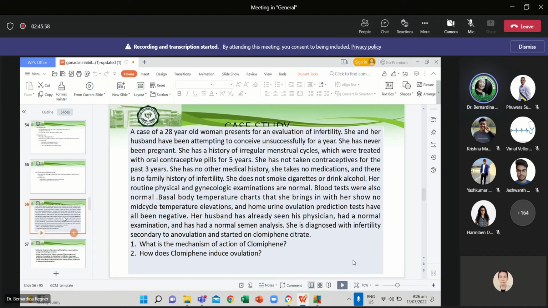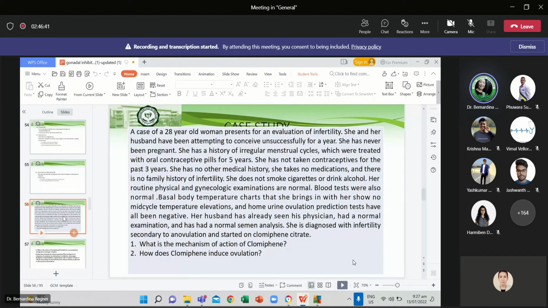Blood tests were also normal. Basal body temperature charts that she brings in with her show no mid-cycle temperature elevations. So there is no surge of luteinizing hormone. Okay? And home urine ovulation prediction tests have all been negative. Her husband has already seen his physician, had a normal examination, and has had a normal semen analysis. So it's not a problem with the husband. It's really with the woman and the hormones that she is having.